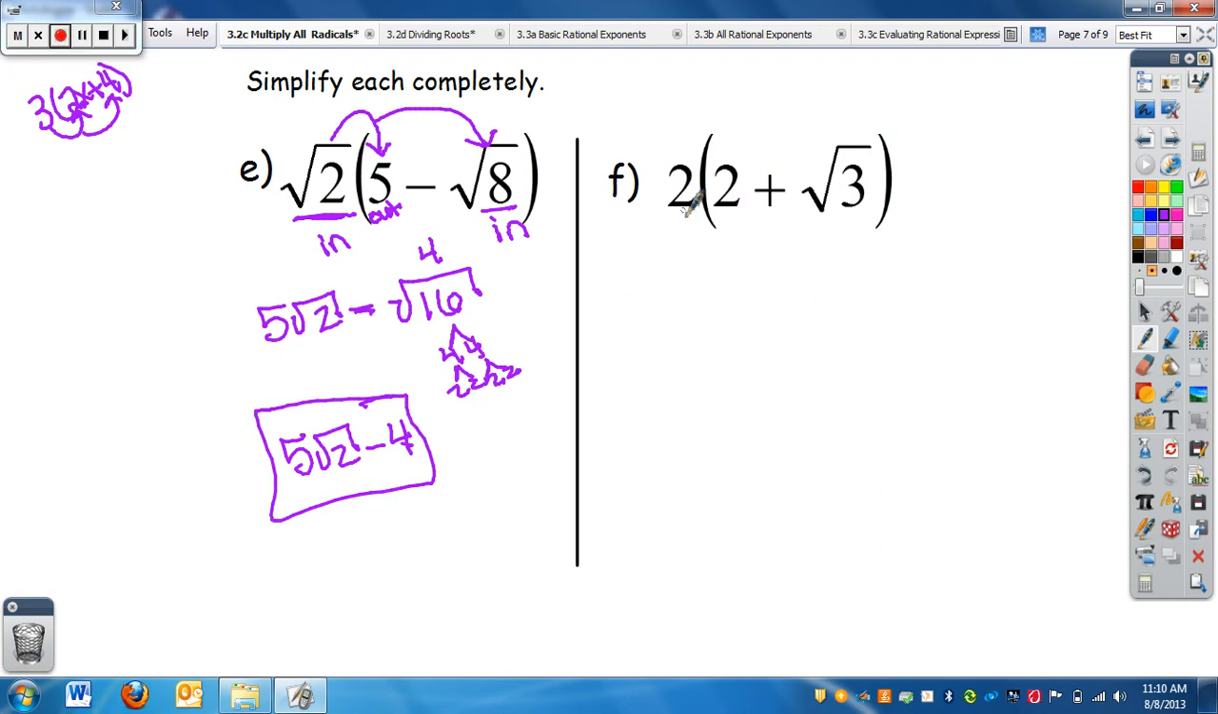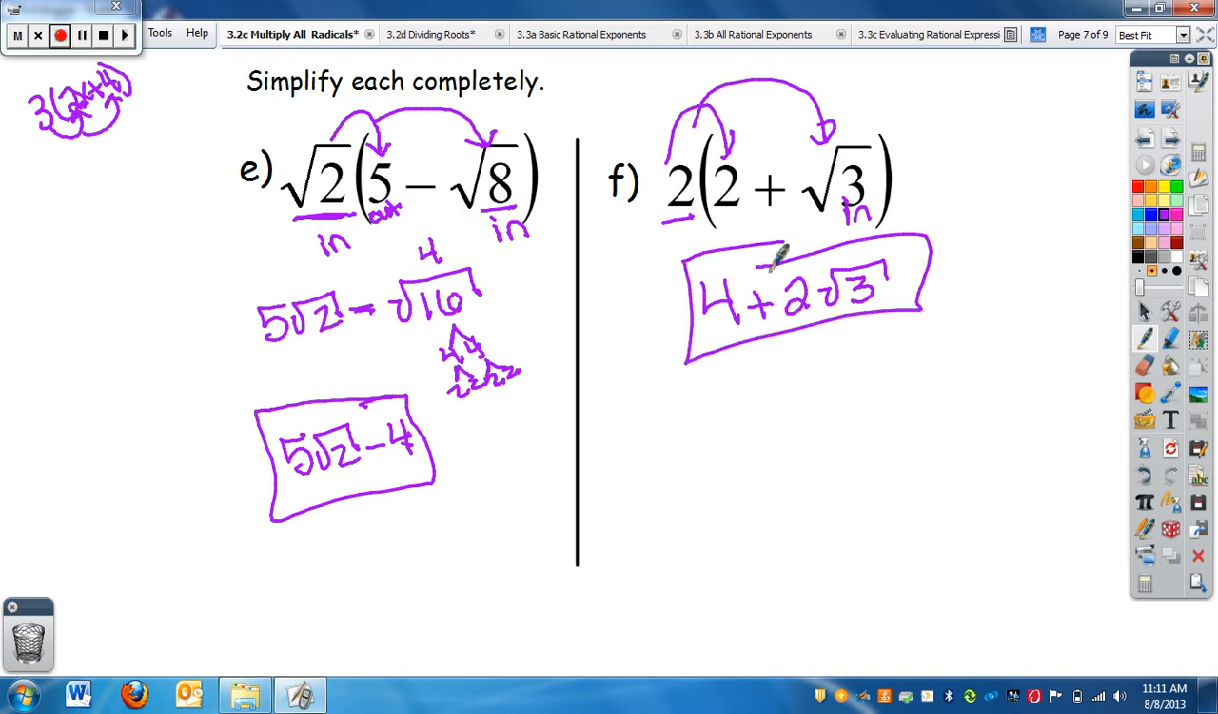So F. So here I'm distributing the 2. So 2 times 2, which is 4. I can multiply these together because they're both out. And then I have 2 times square root of 3. This is out. This one's in. I can't put them together, so this is plus. 2 stays out. 3 stays in. That one's done. I gotta check to see if my roots are simplified. It is. So you are all finished with that problem.